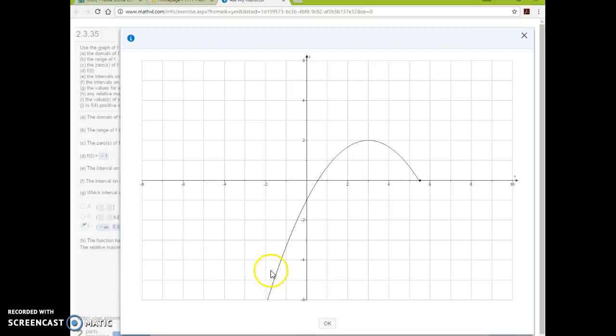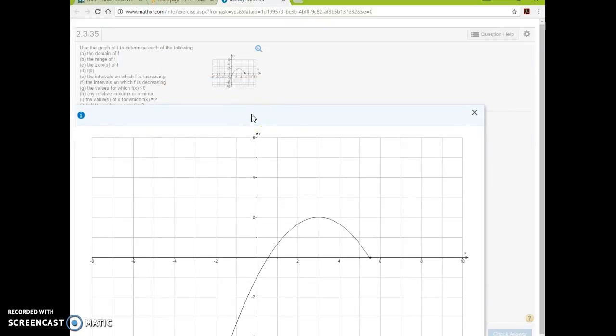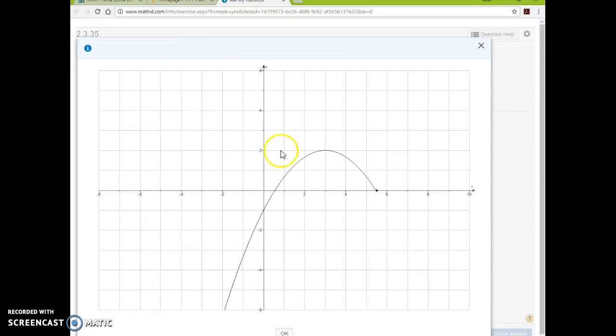Relative maximum and minimum. This one doesn't have a relative minimum, but it has a relative maximum right here. The location of that is 3. The value of that is 2. What else we got? What values of x for which f of x equals 2? So again, they're telling us that y is 2, find the x. That's going to be 3.